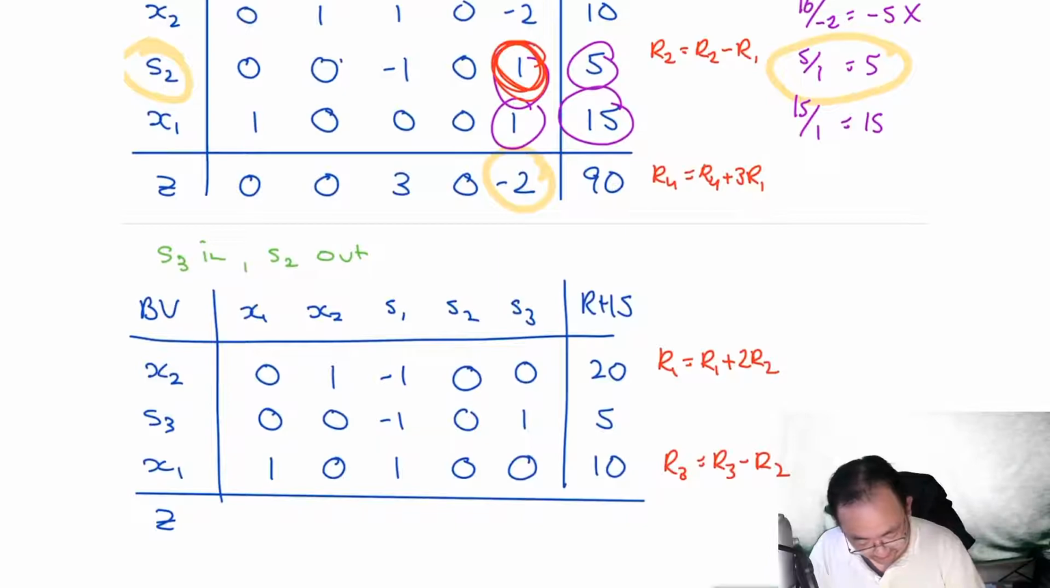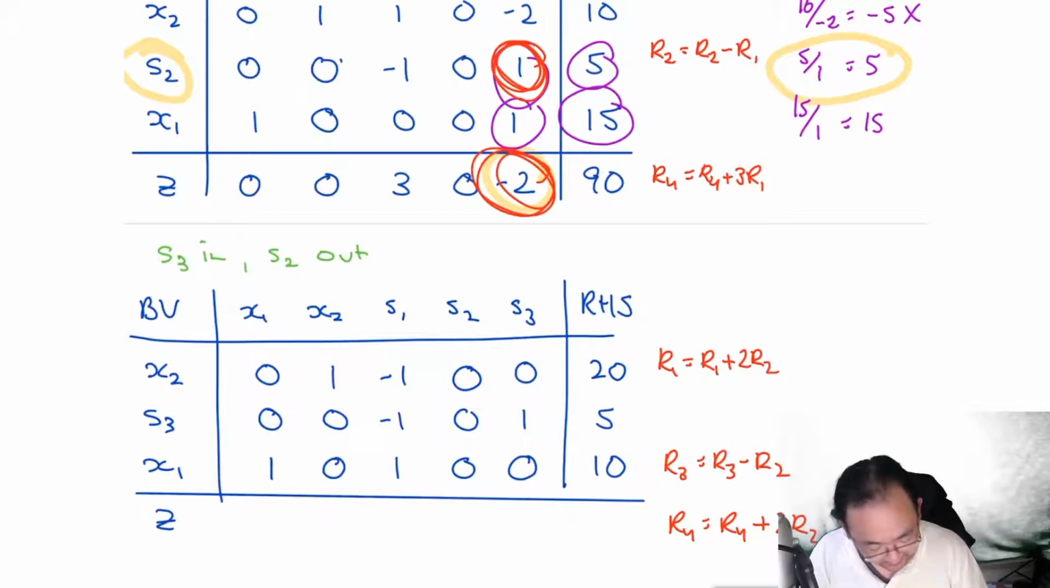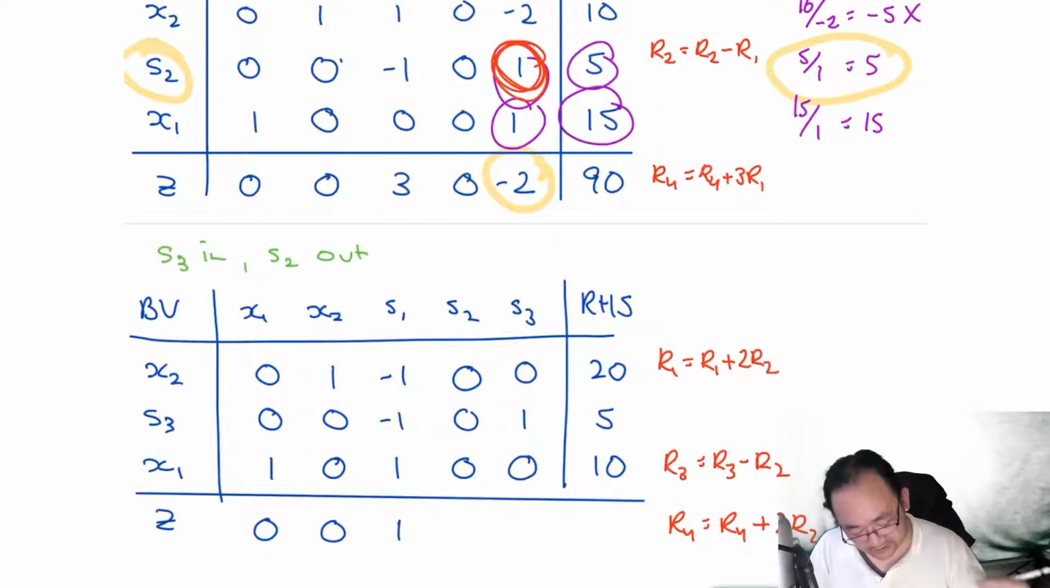And then we've got to do the z row as well. We've got a minus 2 there, so it's going to be row 4 equals row 4 plus 2 row 2, because we want that minus 2 to be a 0. So 0, 0, 3 plus 2 times minus 1, and that's going to be 0, and then 0, and then 90 plus 2 times 5, so that's going to be 100.